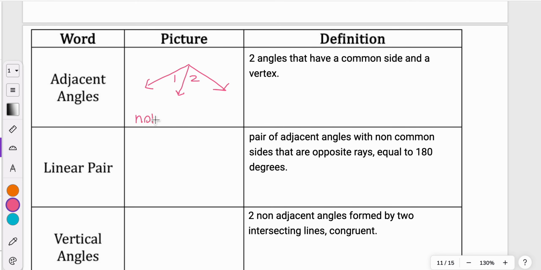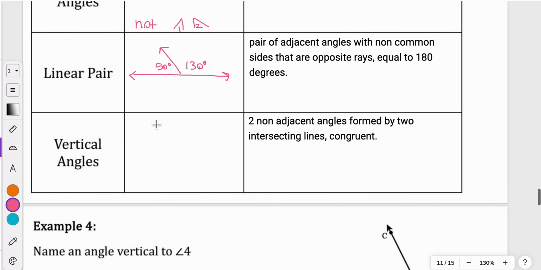Adjacent angles are not this. Like you have, here's angle 1 and here's angle 2. Those are not adjacent. They're right next to one another, but they don't have that common side and a common vertex. Okay? Linear pair, a pair of adjacent angles that equal 180 degrees. So maybe I have like 50 degrees and 130 degrees. That's a linear pair. And then vertical angles, 2 intersecting lines, 1 and 2.